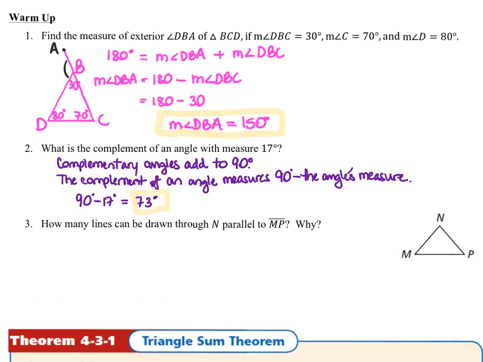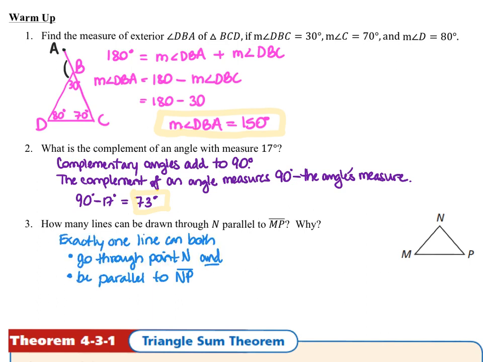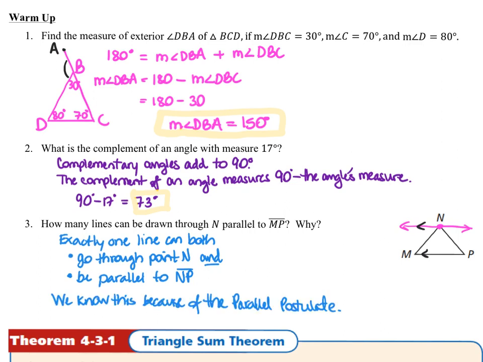Our last warm-up question says, how many lines can be drawn through point N parallel to segment MP? And how do we know that? Well, the answer, of course, is exactly 1. And that is going to look just like this. There's our line. It goes through point N, and it is parallel to segment MP. We know this because of the parallel postulate, which says, through a point P not on line L, there is exactly one line parallel to line L. And that's exactly what this situation describes.